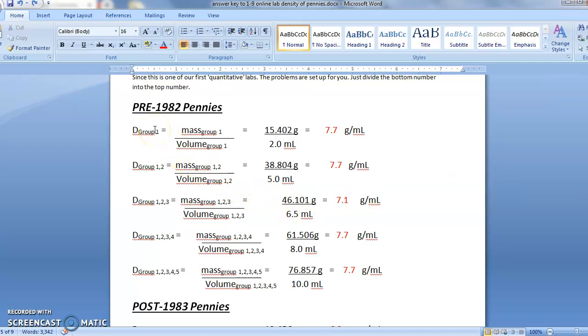He did one group of pennies, then he added another group of pennies on the balance, added a third group of the same type of pennies on the balance, then a fourth group of the same type of pennies, and then he had 5 groups of pennies on the balance. And we noticed that the density did not change as he added more and more groups.